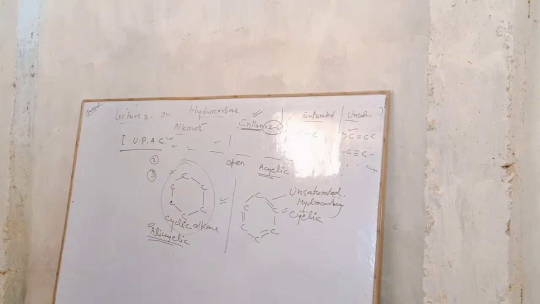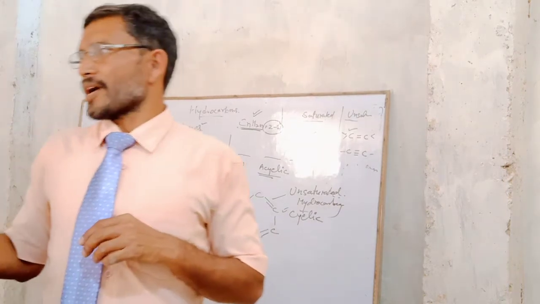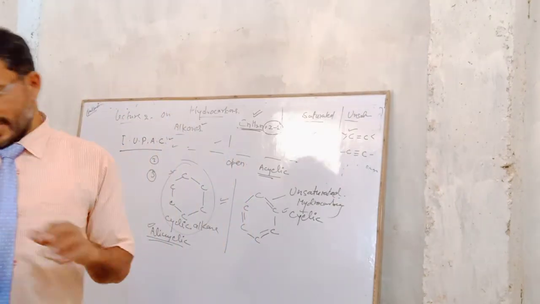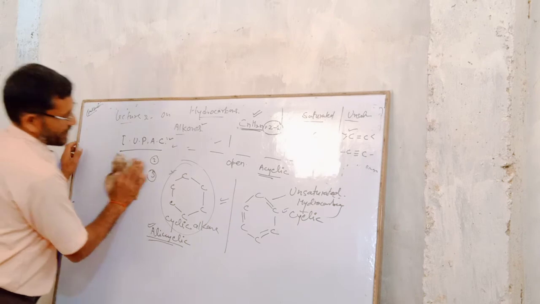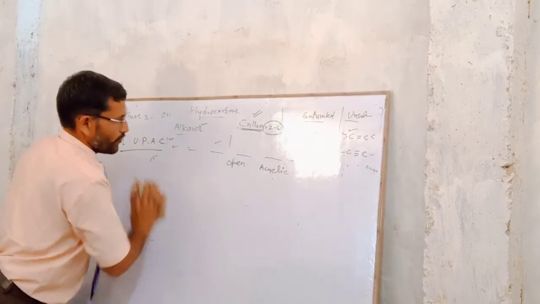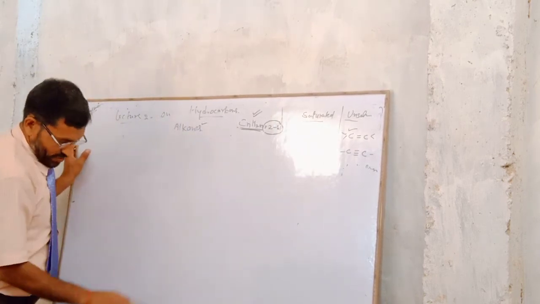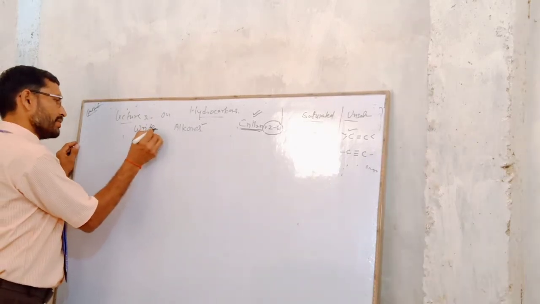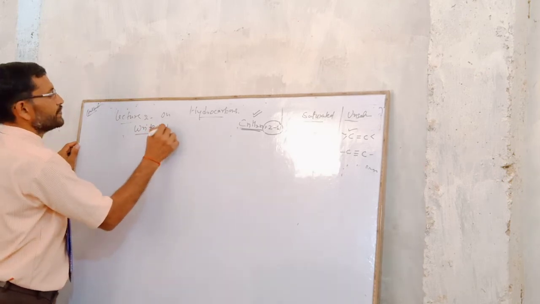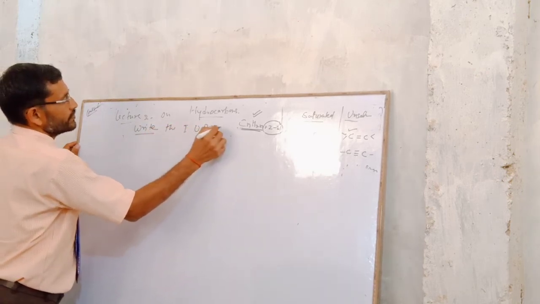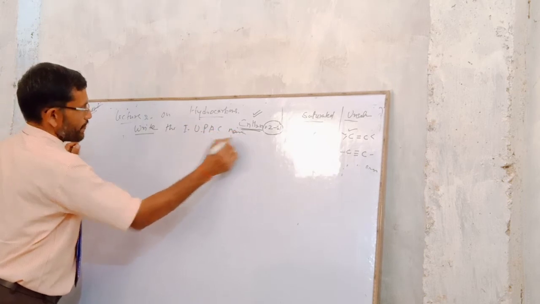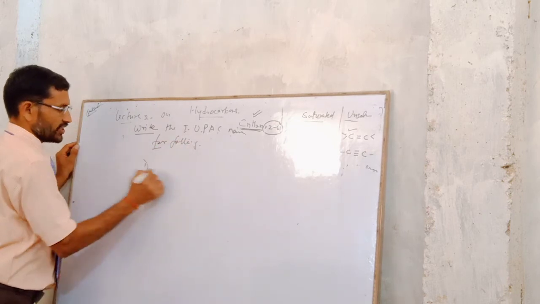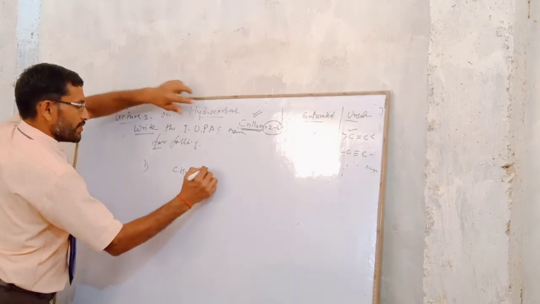So I think you will have some idea about the nomenclature. So take another example and give the answer. Suppose that for your test, just give me the answer for the following. Write the IUPAC name for the following. Just write down the examples. First is CH3. Just write down, everybody.